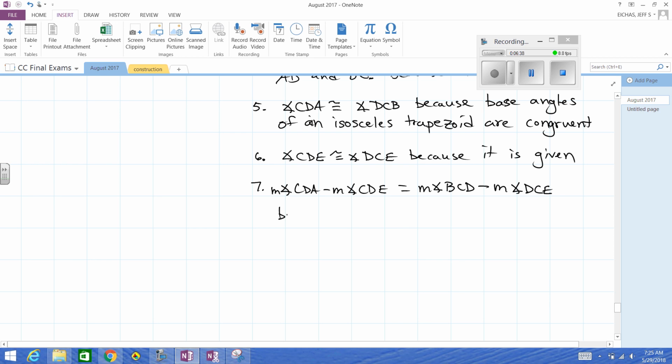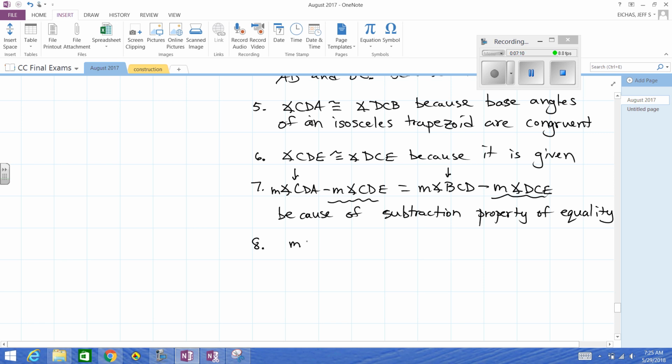Now, so it's really subtraction property of equality. What's happening is, I'm kind of taking a little bit of a jump here. I have congruent parts already, and I'm taking away the same amount from both sides, so that should keep them congruent or equal. You know, somebody might argue that that's not great, but it's close enough.